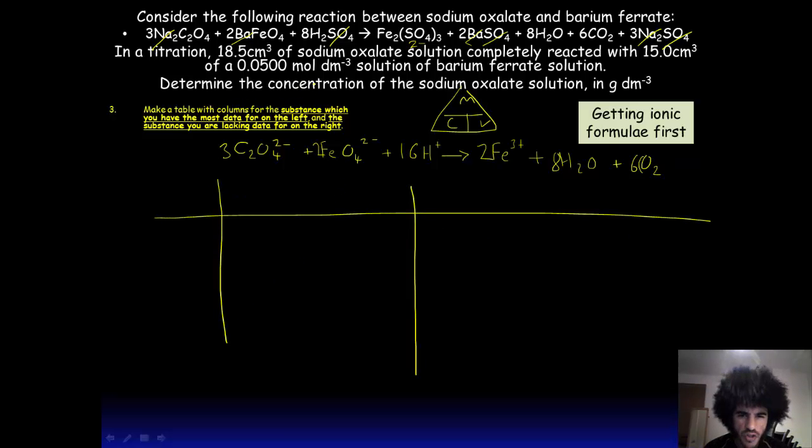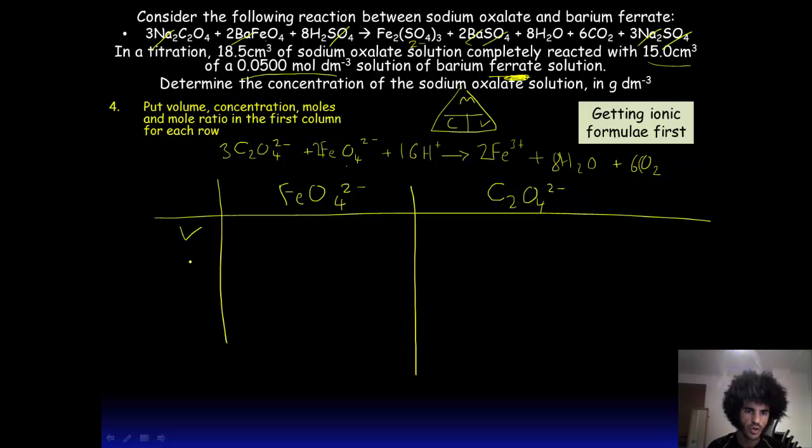Now, I want to determine the concentration of the sodium oxalate ion. Now, this is sodium. This must be sodium oxalate because it's got sodium. So this must be the oxalate ion, which means over here I have to write C2O4 2-. Now, the other substance where I have lots of information is this 15 centimeter cubed of barium ferrate. Now, the ferrate is iron because it's ferric. So that has to be this bit, which is this bit. So I'm going to put FeO4 2- over here.